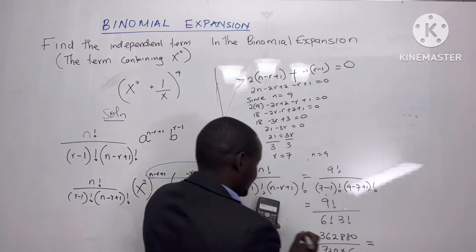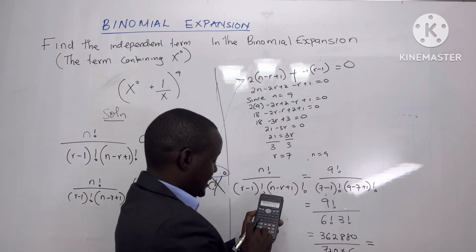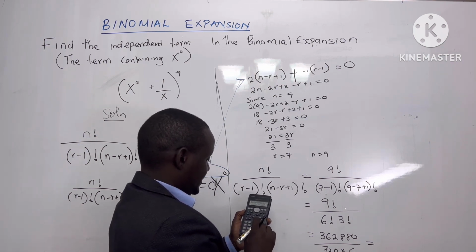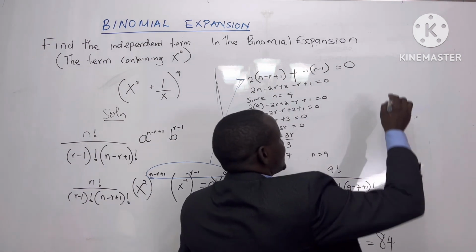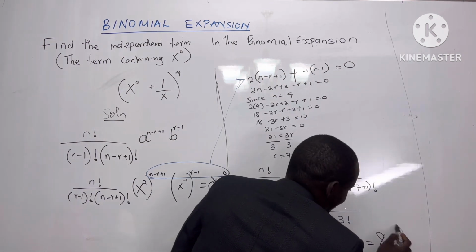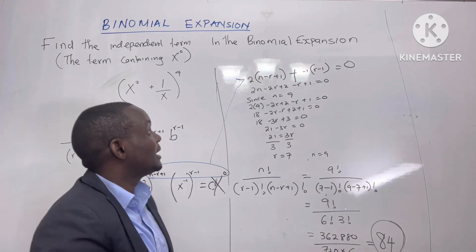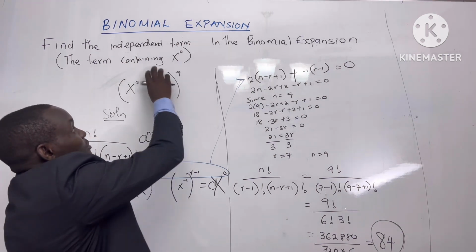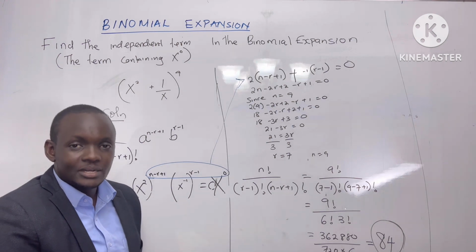You solve this: 362,880 divided by 720 divided by 6. The answer is 84. This therefore means that 84 is our independent term in this binomial expansion. Thank you. Be blessed.